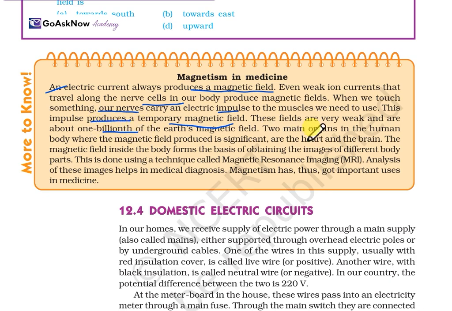So, the two main organs of the human body where the magnetic field produced is significant are the heart and the brain. The magnetic field inside the body forms the basis of obtaining images of different parts, and this technique is called magnetic resonance imaging, which is MRI. Analyzing these images helps in medical diagnosis. Magnetism has thus got important uses in medicine as well.